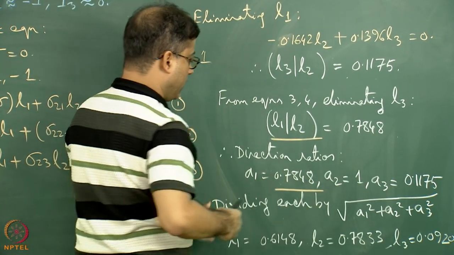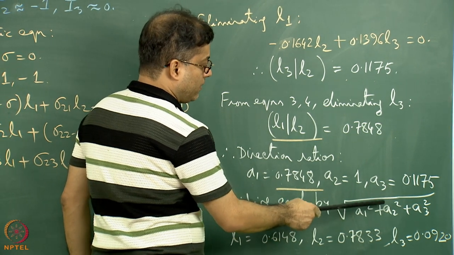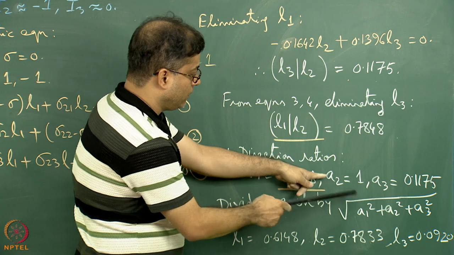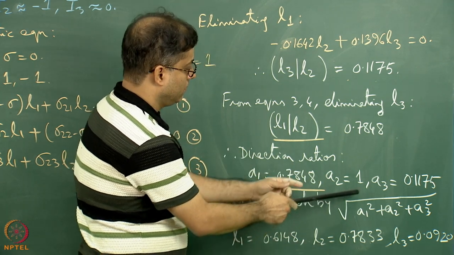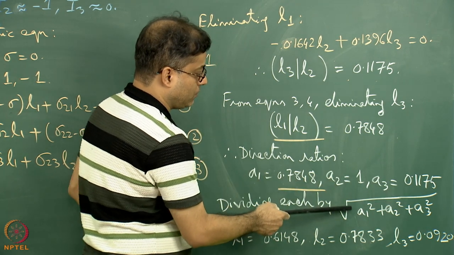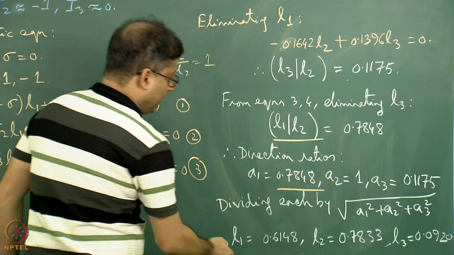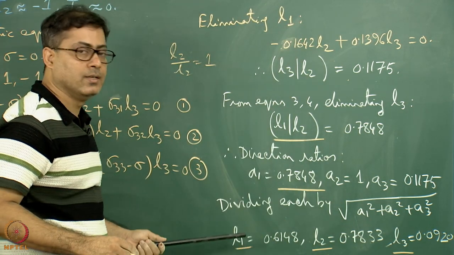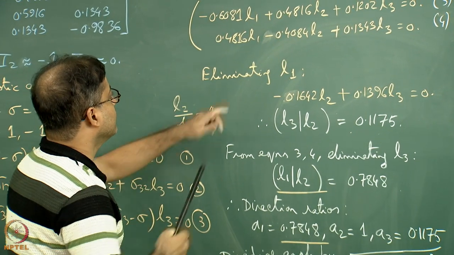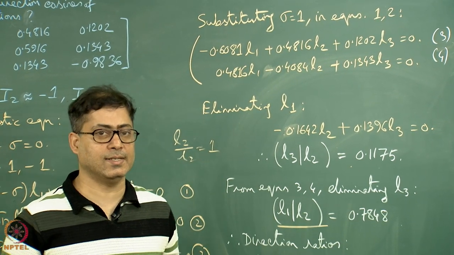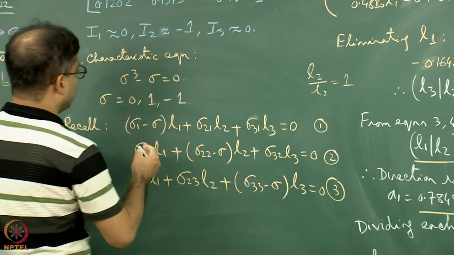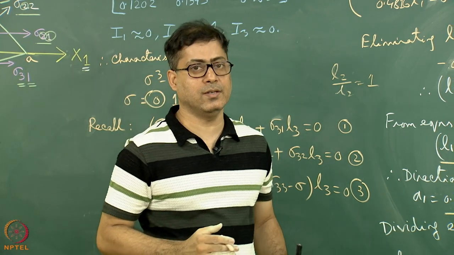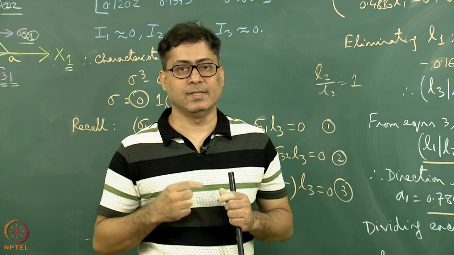Now, once A1, A2 and A3 are worked out, we can find the square root of the sum of A1 square, A2 square and A3 square. Now, once this number is found, A1 divided by this is equal to the L1 value, A2 divided by that is equal to the L2 value and A3 divided by this number, whatever comes out, is equal to L3. So in this way, the L1, L2 and L3 values have been obtained. So these are the direction cosines of the principal direction along which the principal stress of magnitude sigma equal to 1 has worked. In this way, starting from the other values, sigma equal to 0 and sigma equal to minus 1, we will be able to find out the direction cosines of the other two principal directions along which the principal stresses are acting.